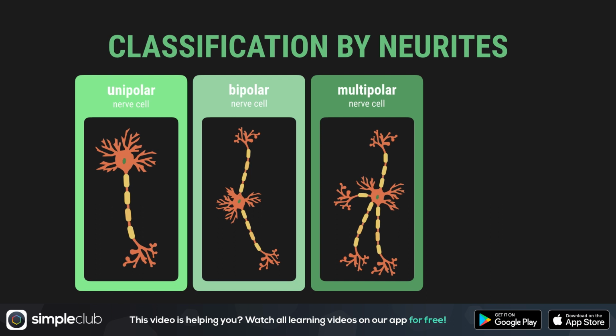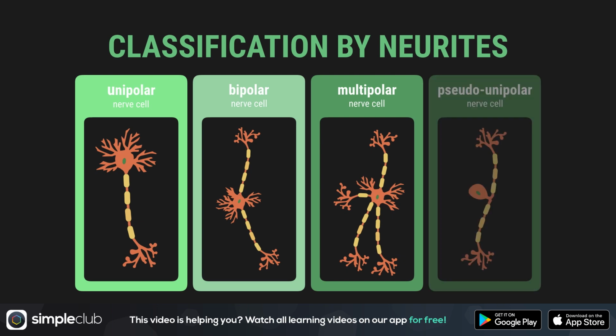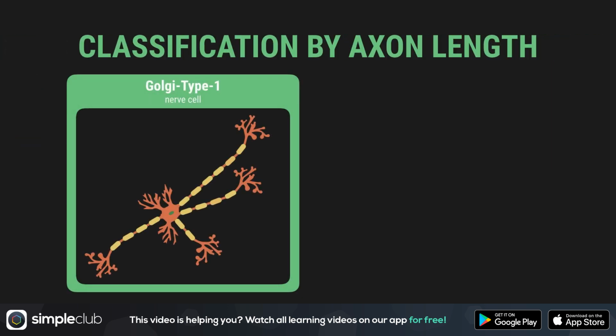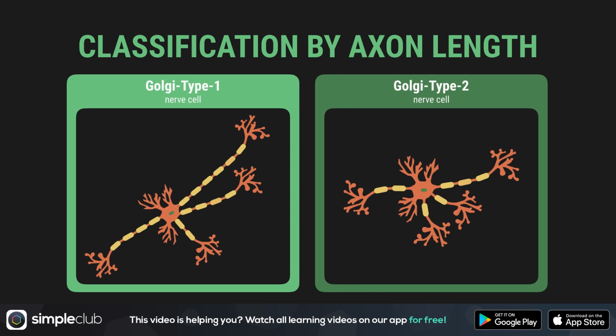We then have a fourth option. This nerve cell is neither one thing nor the other. It is pseudo-unipolar. A distinction can also be made between the various axon lengths. There are two options. First off, the Golgi-Type 1 neurons. These are so-called projection neurons with long axons. And then there's the Golgi-Type 2 neurons with local interneurons that have short axons.